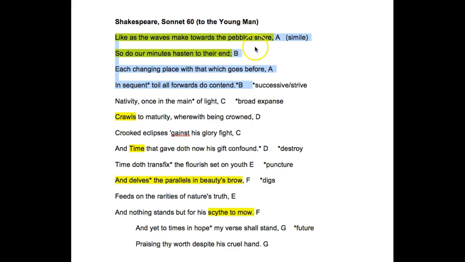And so you think, well, when the wave crashes on the shore is the end. In the second group of lines, he's talking about "sequent toil," the sense of things repeating, a pattern of repetition, "each changing place with that which goes before." And that's what happens with a wave, right? It slowly moves towards the shore, and then it seems like it really quickly retreats, and then we have another slow movement towards the shore.